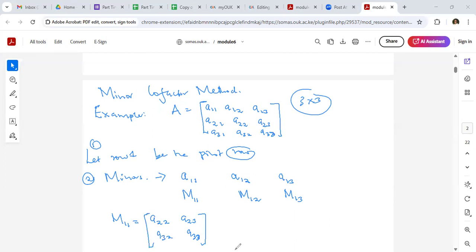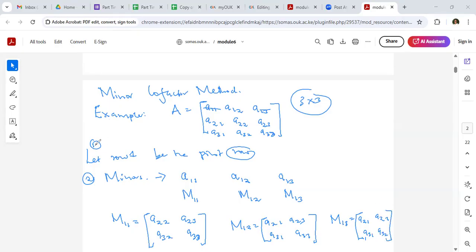Then we have the minor corresponding to A12. Delete the first row, second column. So we are left with A21, A23, A31, A33. Then M13. Delete first row, third column. A21, A22, A31, A32.